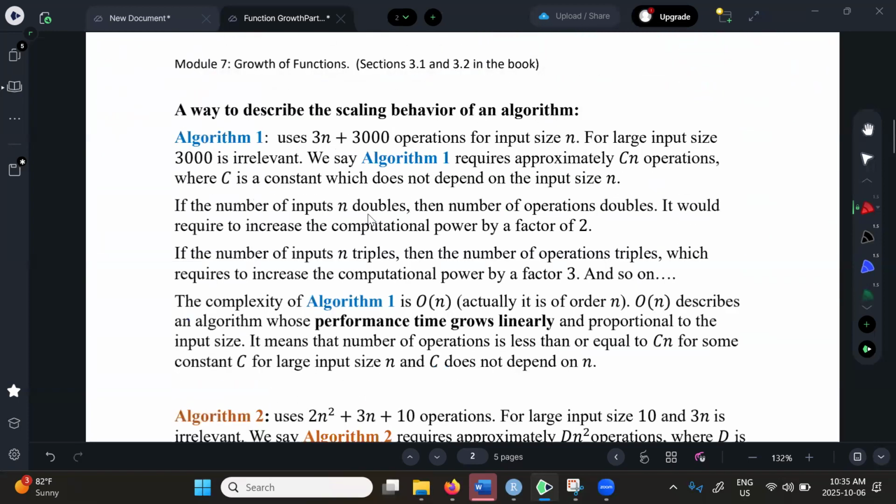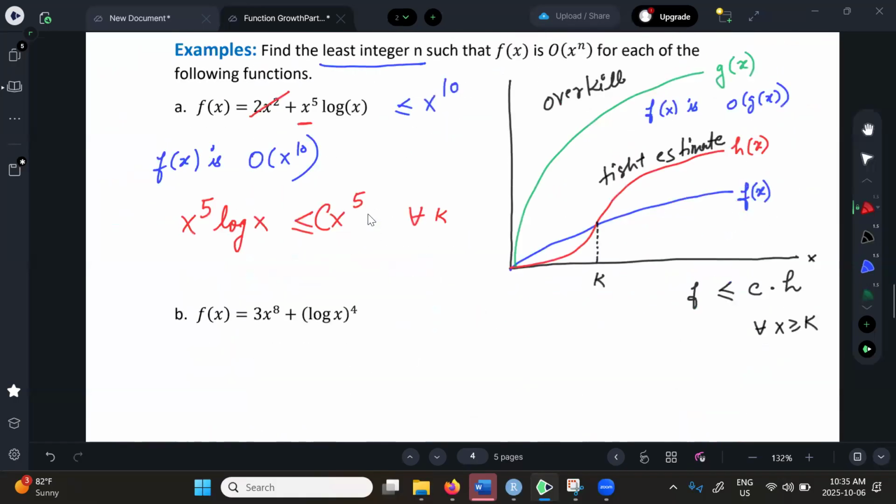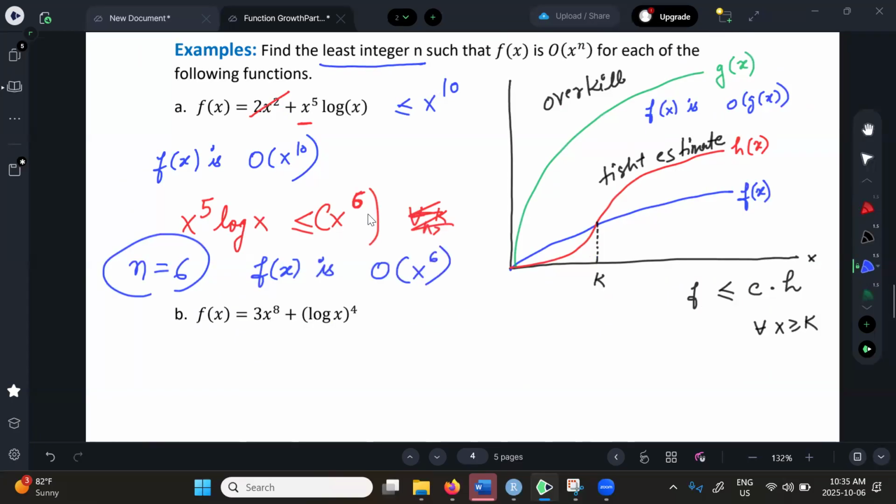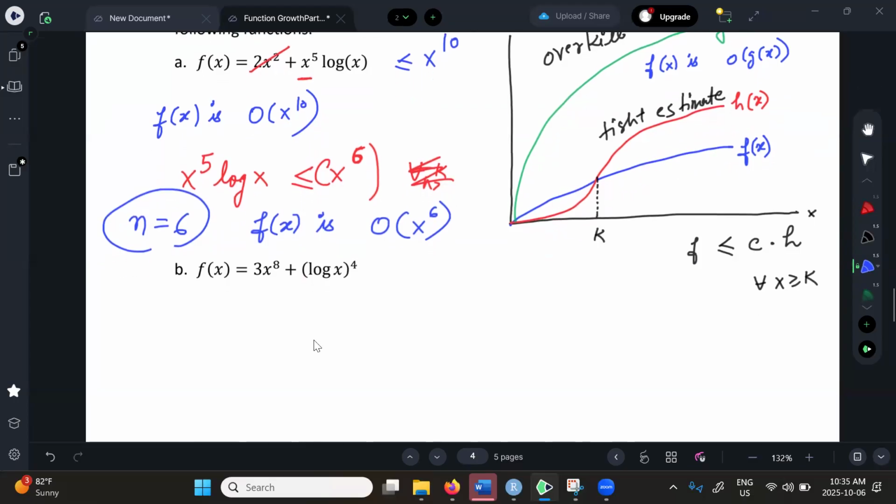So the big O, the smallest integer that works for this question, will be x to the power 6 for all n greater than something. We can ignore this. We don't even want that answer. All I care about is that for n equals 6, f of x is big O of x to the power 6. That's all I want, a good estimate that actually works. Make sense? Let's look at the next question.